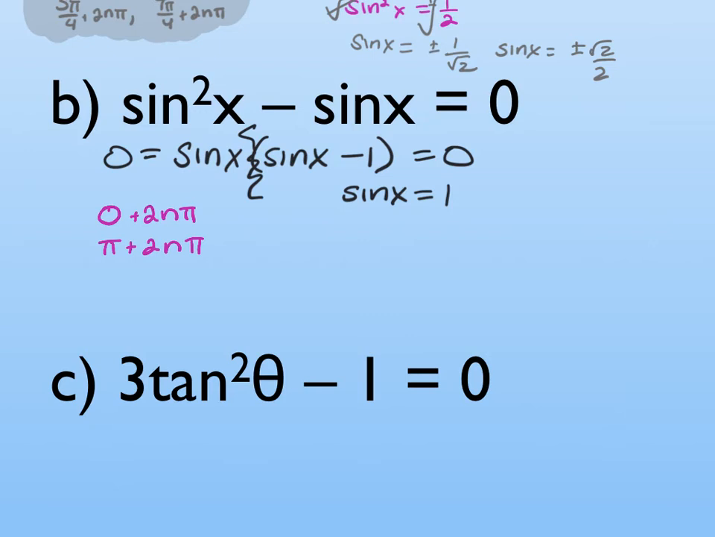How about where is sine positive 1? Pi over 2, and only pi over 2, right? Pi over 2 plus 2n pi.